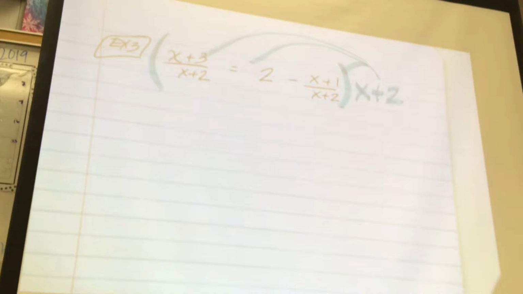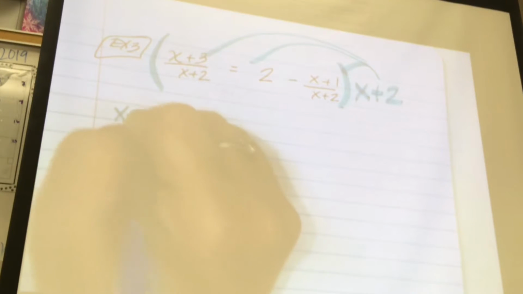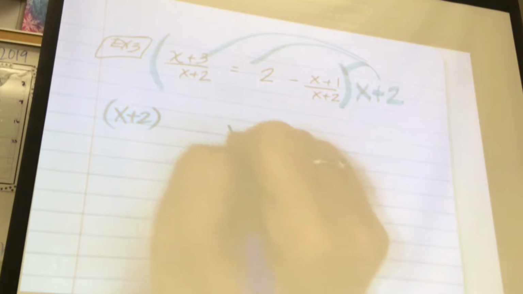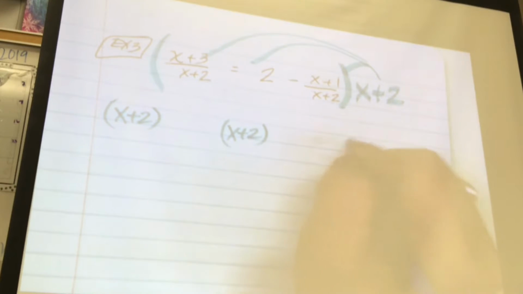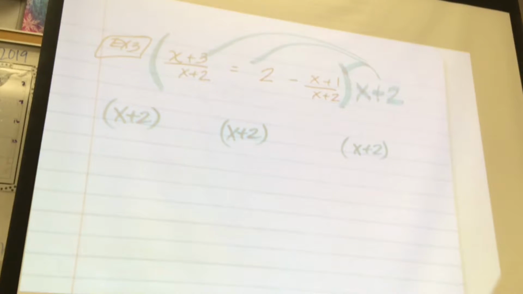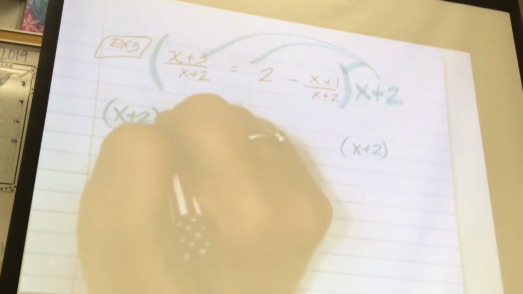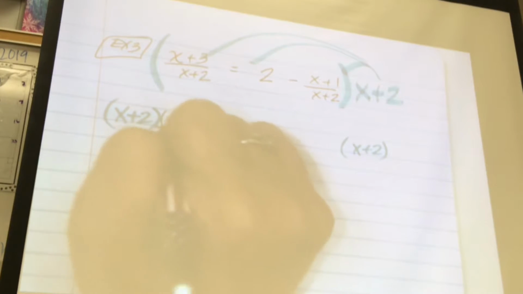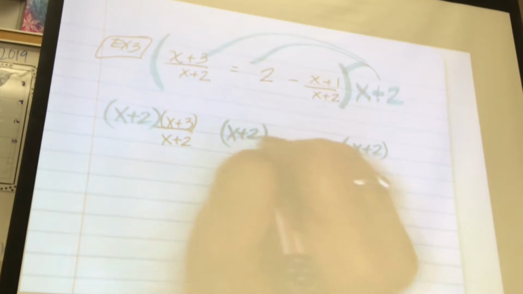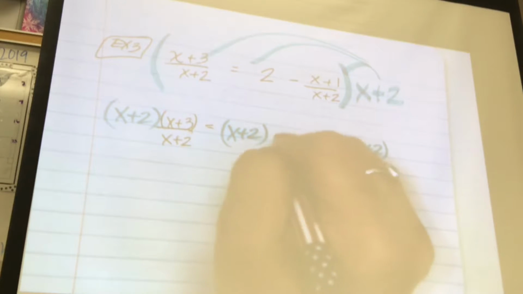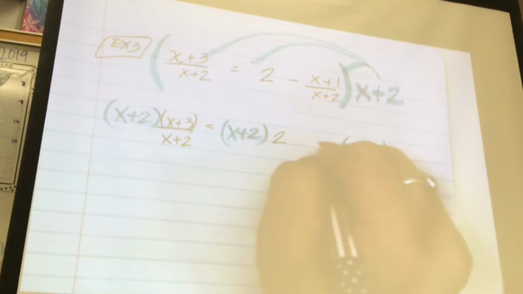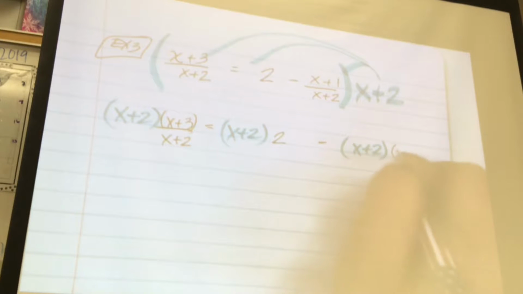For those of us who have a hard time seeing this, I would recommend writing this in color, so you know you're going to do x plus 2 times the first term, x plus 2 times the second term, x plus 2, however many terms there are. So it's x plus 2 times x plus 3 over x plus 2, equaling x plus 2 times 2 minus x plus 2 times x plus 1 over x plus 2.